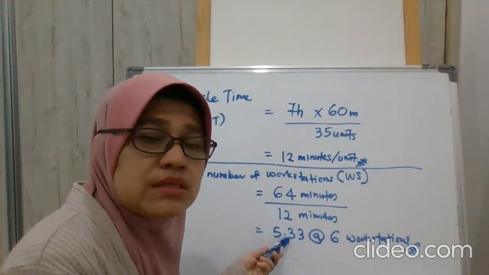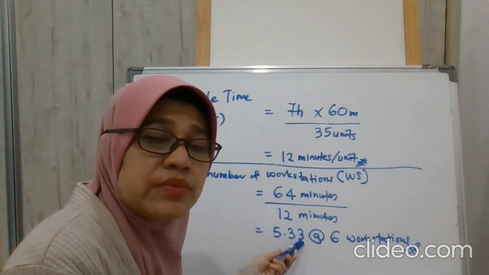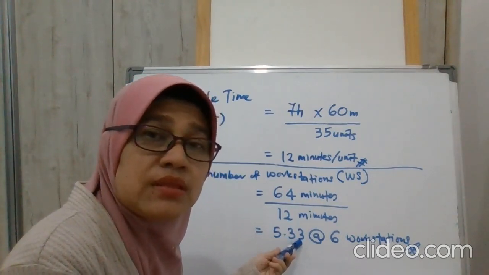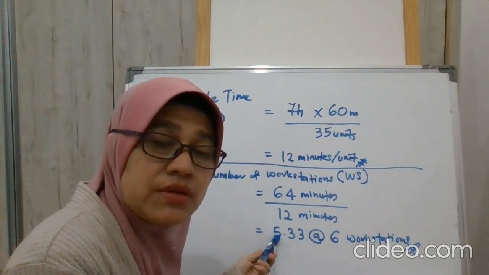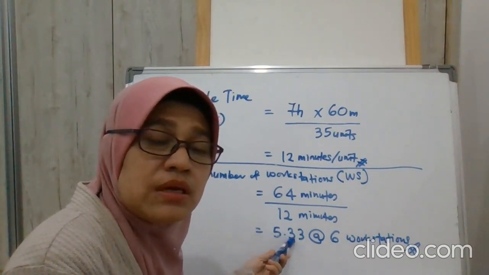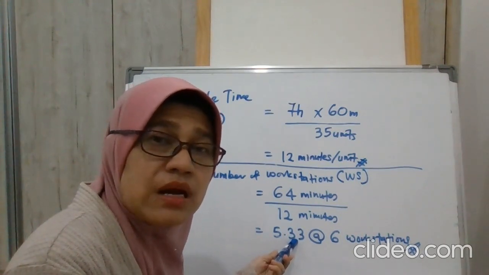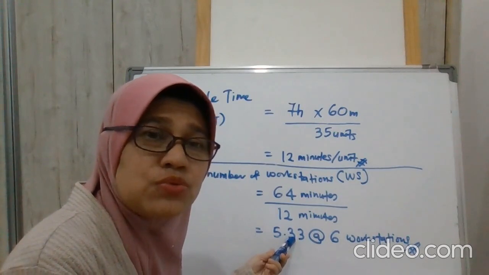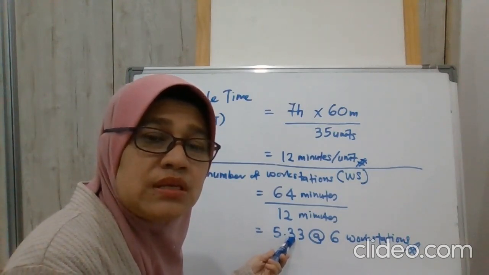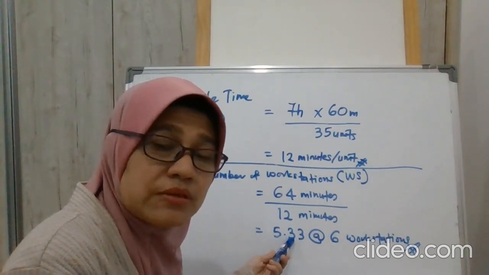Okay, look at this answer. We have 0.33. So how to have 0.33 workstations? We can have 5 workstations definitely. Very clear, we can have 5 workstations. How about 0.33 workstations? How long should we create? How big is the workstation to say that it equals 0.33?